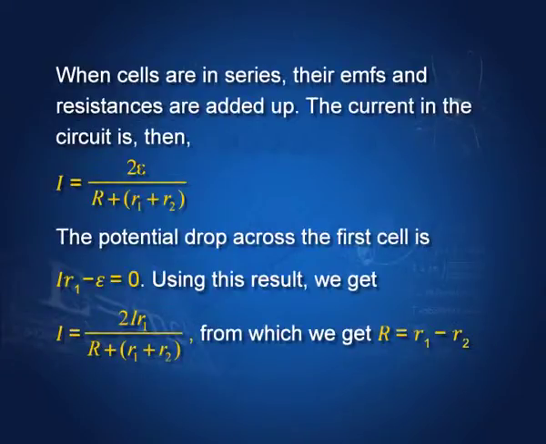So, we will substitute epsilon here, the EMF, and then I gets cancelled, and we have an equation in R, small r1 and small r2, and we can solve. We can see that the external resistance must be equal to r1 minus r2.